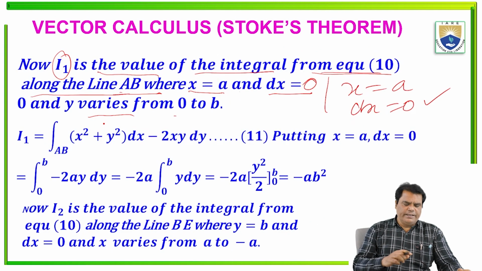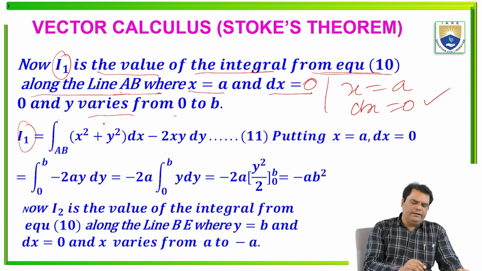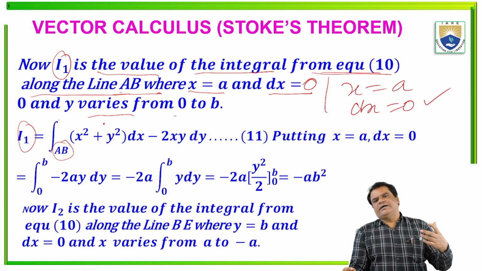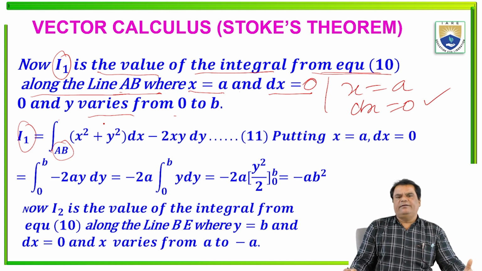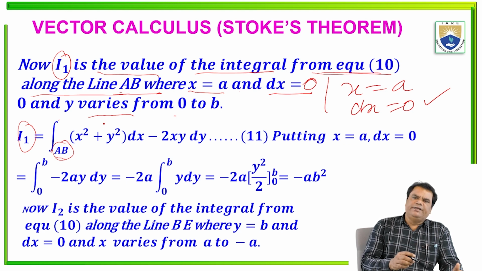So putting these values, we will be calculating the value of I1. This is the integral along C, and C is now AB. What is curve C? Curve C is a line, the line AB. So here, in place of C we take AB, because we are finding the value of the integral along the line AB.